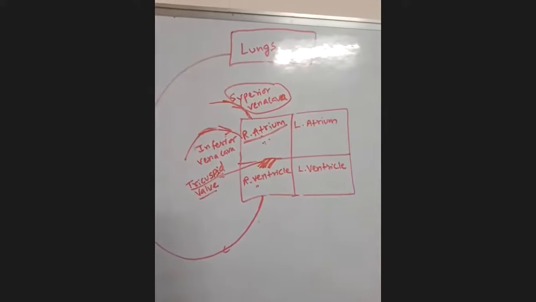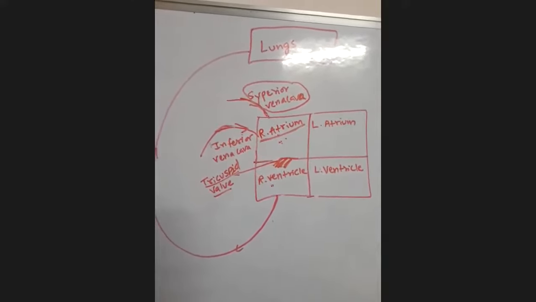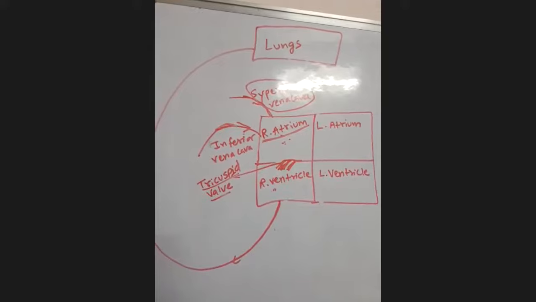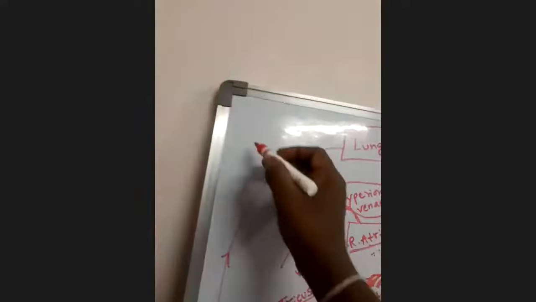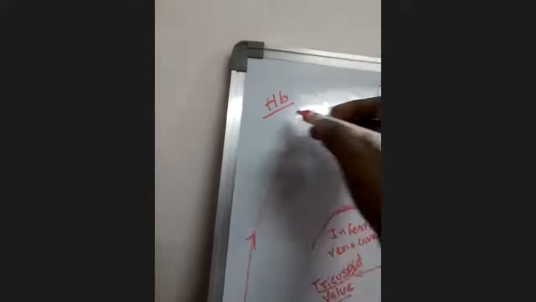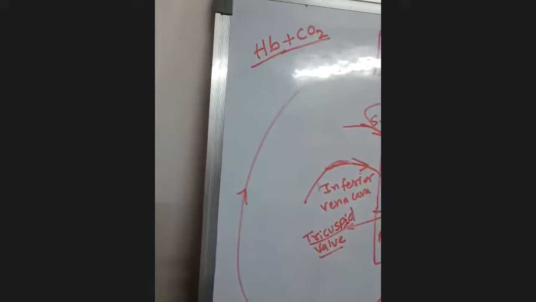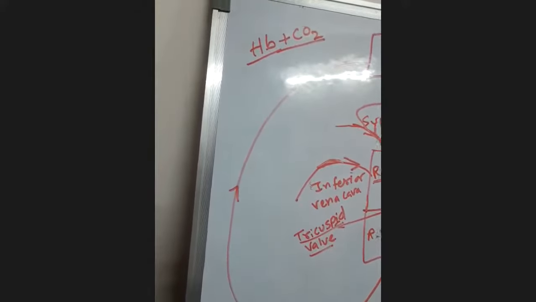So there, what happens? Exchange of gases is happening. Impure blood or deoxygenated blood will have carbon dioxide in it, right? You know that in blood we have hemoglobin, and this carbon dioxide is combined with hemoglobin, and it is now carbamino hemoglobin.